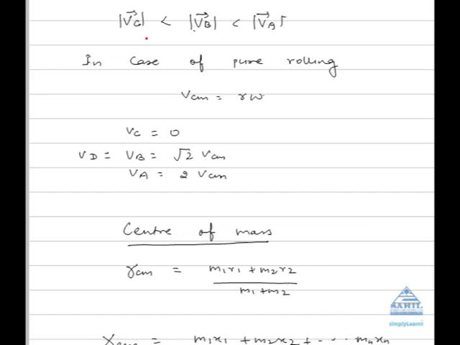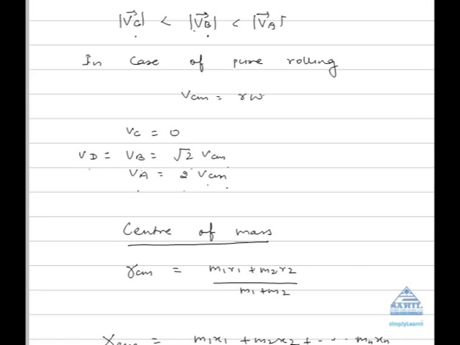Now, from all 4 points, we consider that the velocity at point C is less than the velocity of point D, which is less than velocity at point A. Means as we move from bottom to top, the velocity of a point increases considerably. In case of pure rolling, v center of mass is equal to r into omega. Means the velocity of the bottom point is equal to 0. Velocity of a diametric point VB or VD is equal to root 2 times v center of mass, and velocity of the top point is given by 2 times velocity of center of mass.